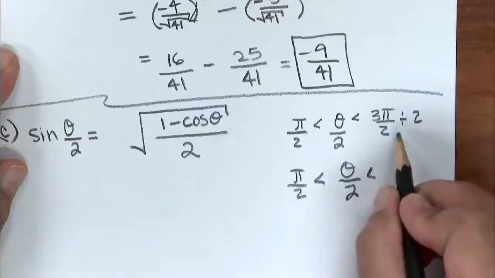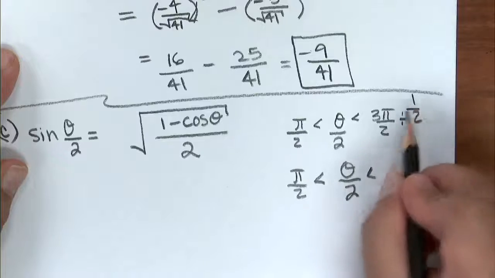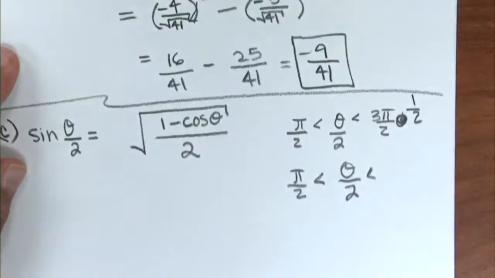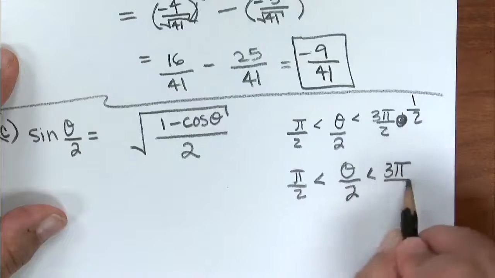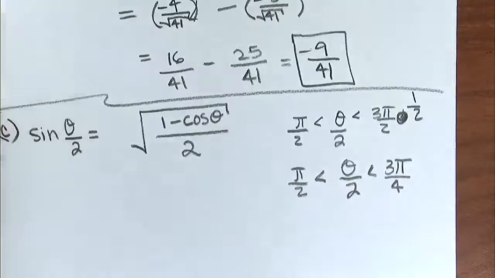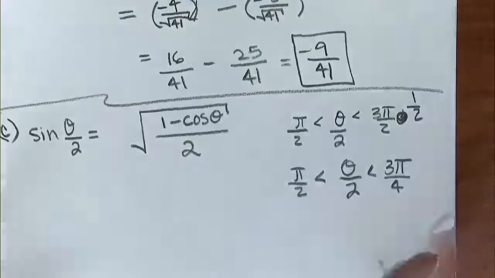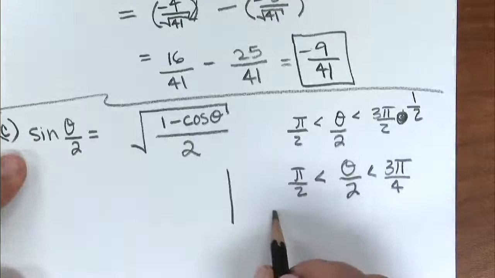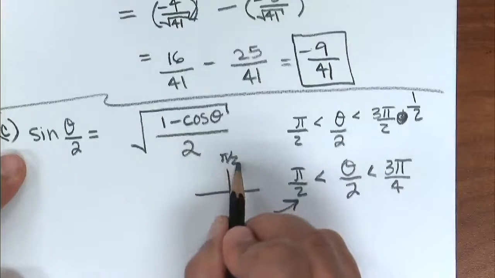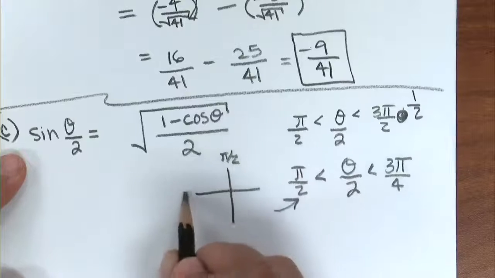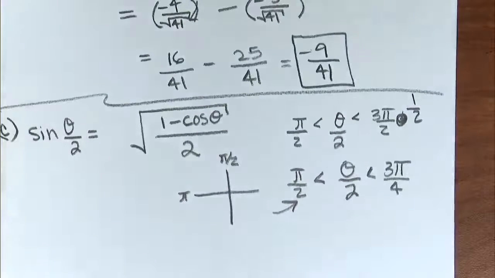This would really be times 1 over 2. That would turn into a times 1 over 2. So 3/4. We need to be between 3/4 and pi over 2. Let's see where that is. Okay, a little picture for this deal right here. Here's pi over 2. This would be 1 pi, so 3/4 is somewhere right before 1 pi.